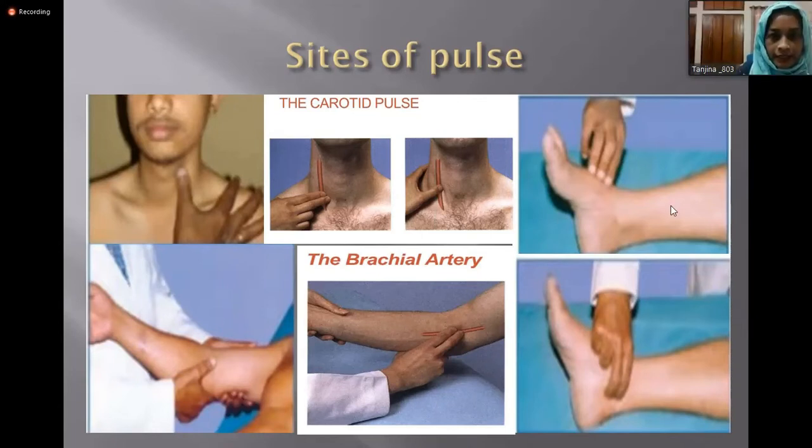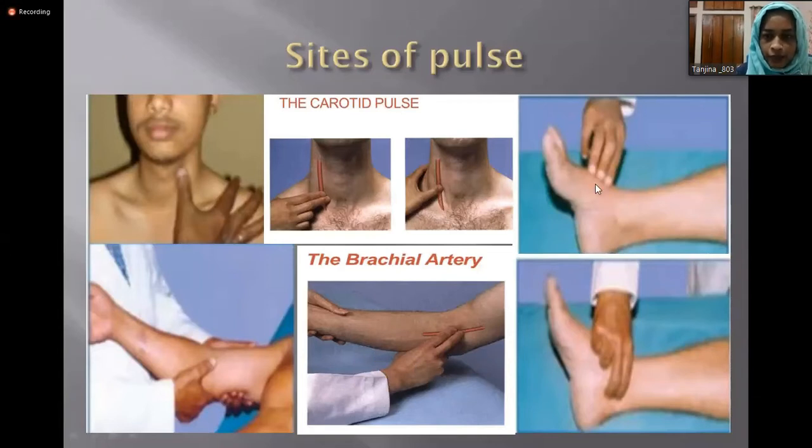A carotid pulse is present at the medial border of the sternocleidomastoid muscle, lateral to the larynx and trachea, just medial to the clavicle. And this is the location of the carotid pulse. The brachial artery is placed in the antecubital fossa, above the ulnar portion of the head of the elbow joint. Just feel against the head of the ulna. You will feel the brachial pulse.